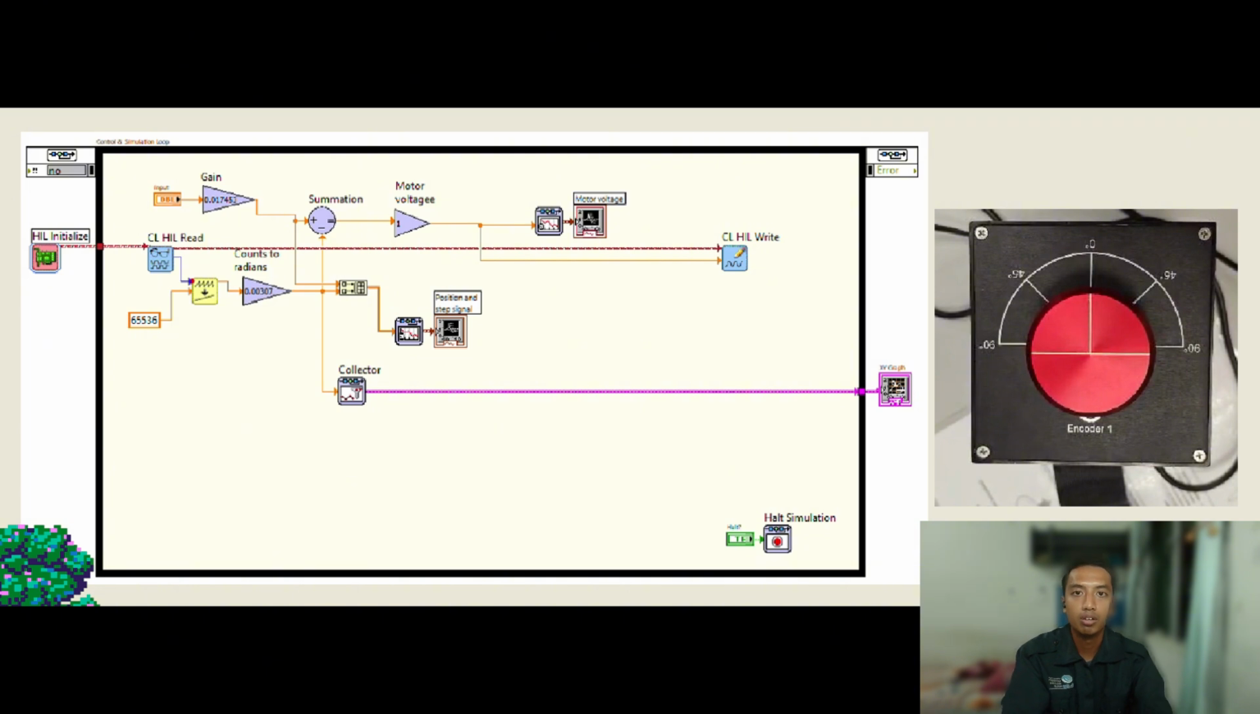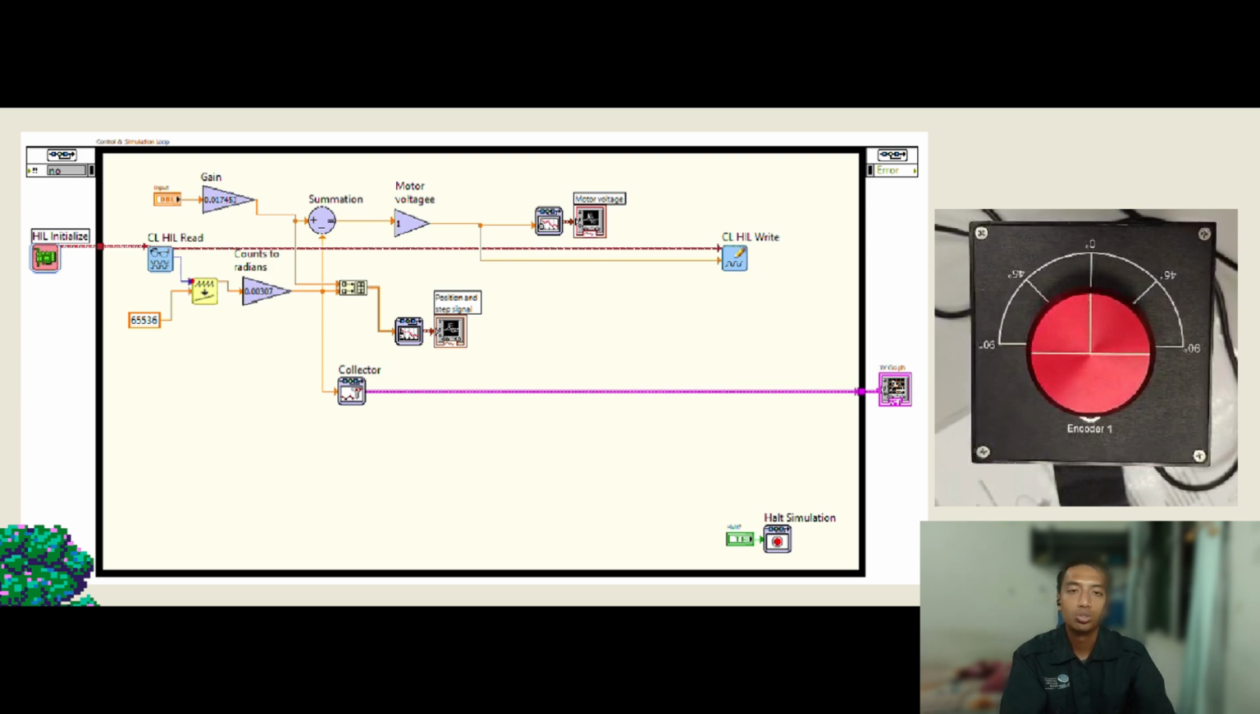And the next one, we have error calculation. Both the user input in radians and the actual position, also in radians, go into the summation block where subtraction is done, and the formula follows: error equals desired angle minus actual angle. So basically this error tells the system how far off the motor is from the target position.